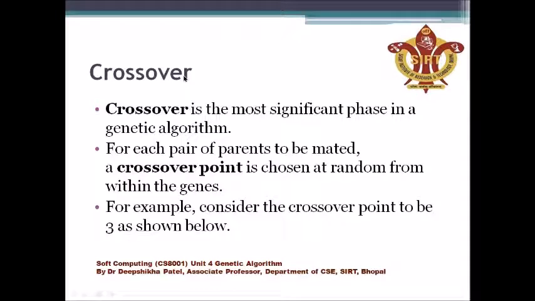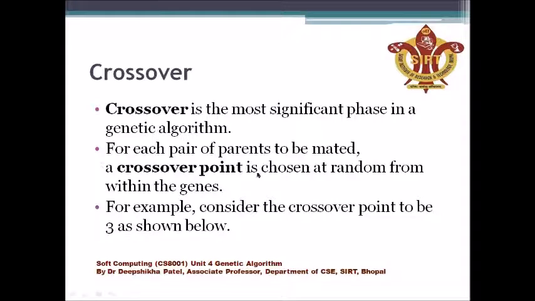Next is crossover. As we are done with the selection of individuals for reproduction, the next step is crossover. What exactly does crossover do? Crossover is the most significant phase in a genetic algorithm. For each pair of parents to be mated, the individuals we have selected, a crossover point is chosen at random within the genes. In crossover, we are not going to exchange all the genes of the parents to form an offspring. So what exactly are we doing here?